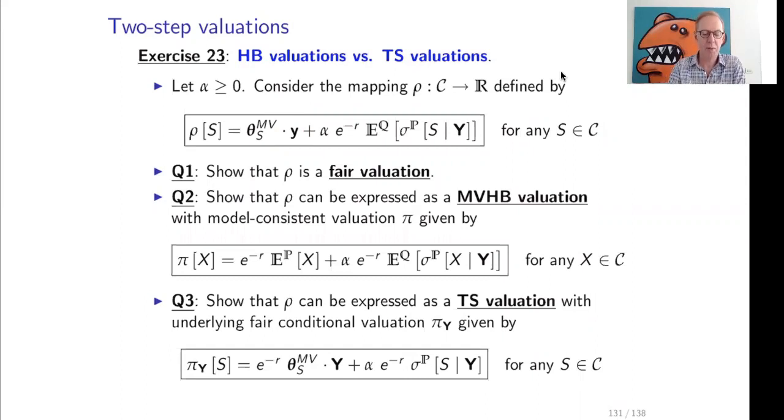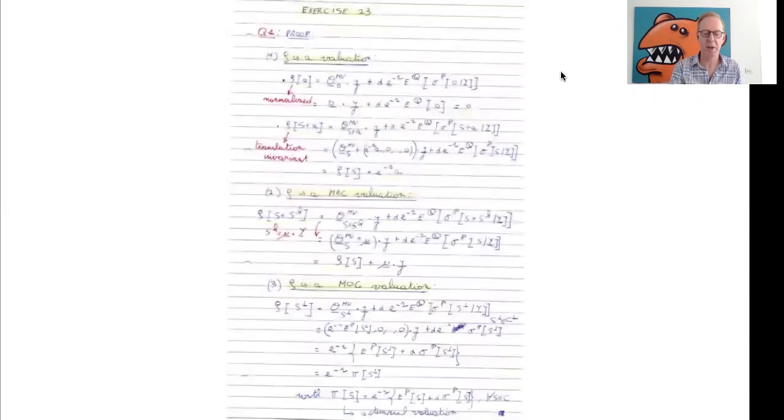A first question that is then asked: show that rho is a fair valuation. In order to show that rho is a fair valuation, you have to prove first that it's a valuation, hence that it is normalized and translation invariant, and then you have to prove that it is model consistent and market consistent. Again, try to answer this question by yourself. If you have doubts, just have a look at the solutions. They are described in detail here.